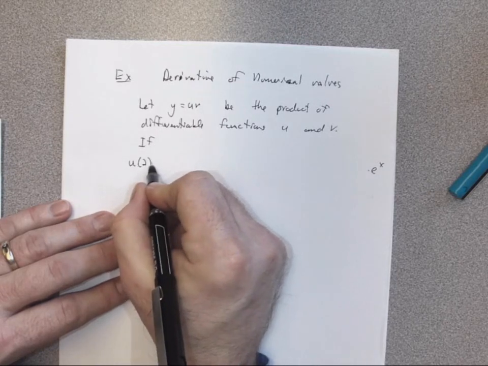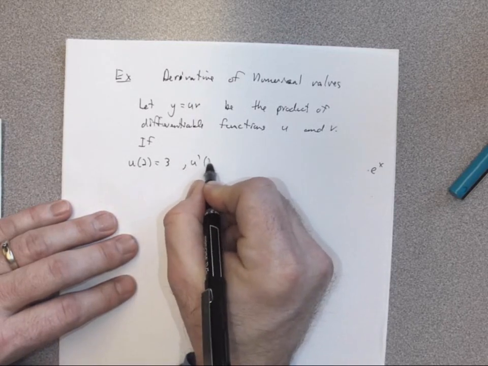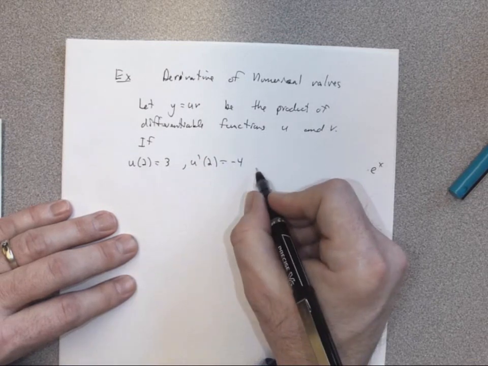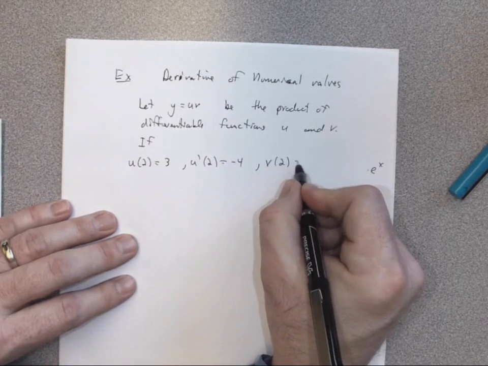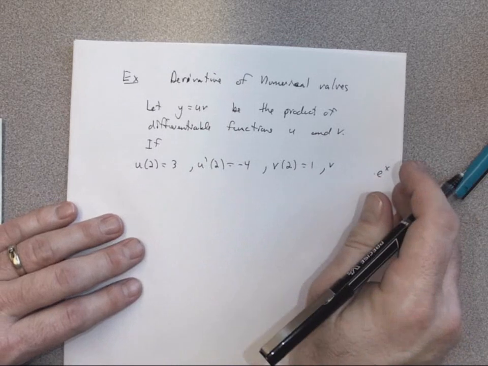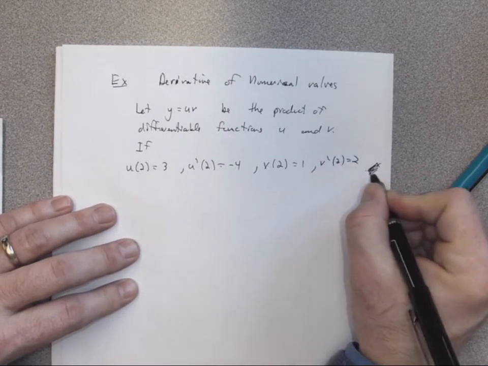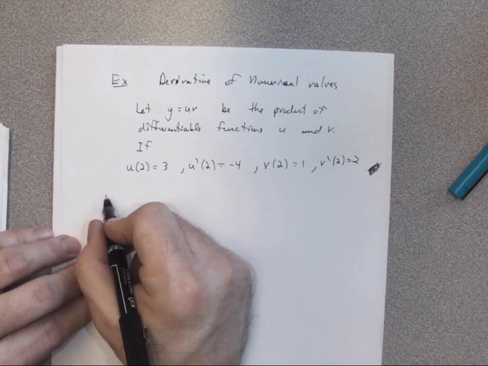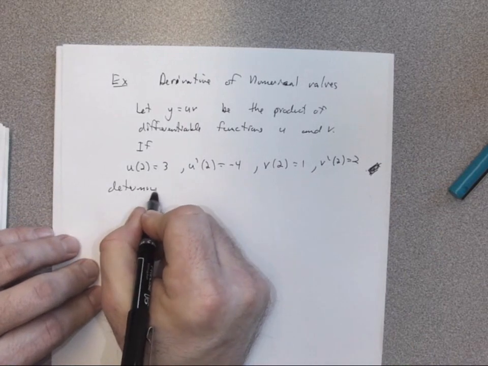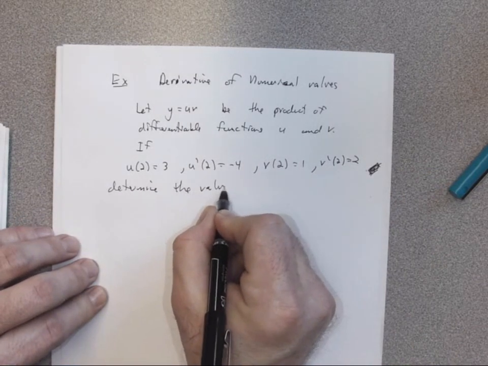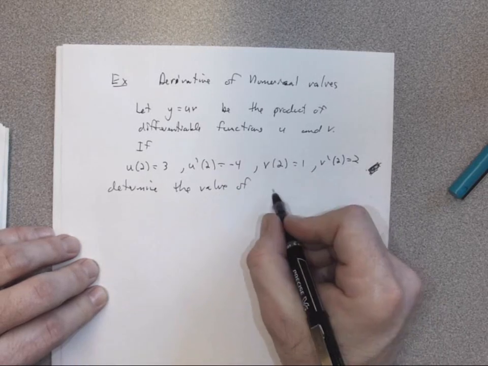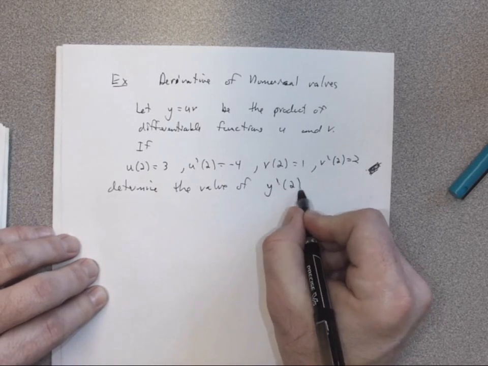If u of 2 is equal to 3, u prime of 2 is equal to negative 4, v of 2 is equal to 1, and v prime of 2 is equal to 2, determine the value of y prime of 2.